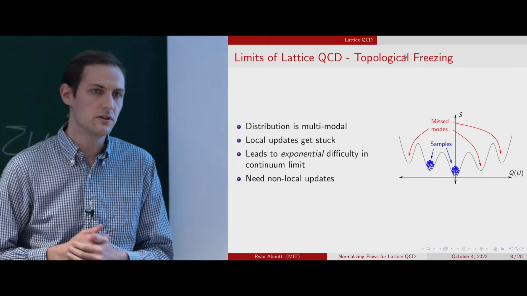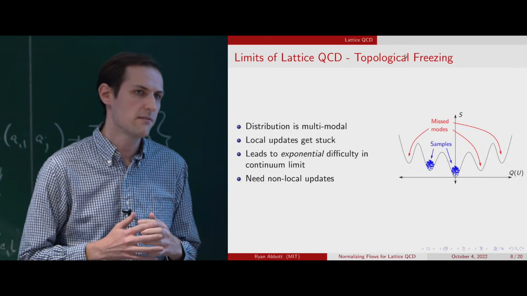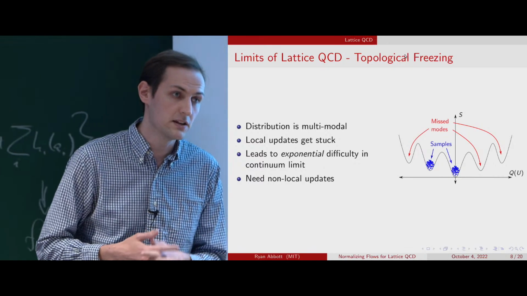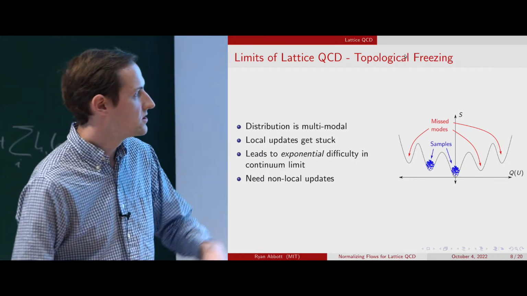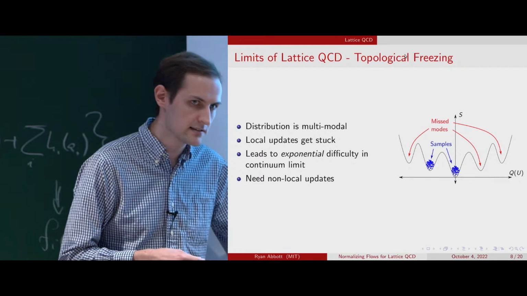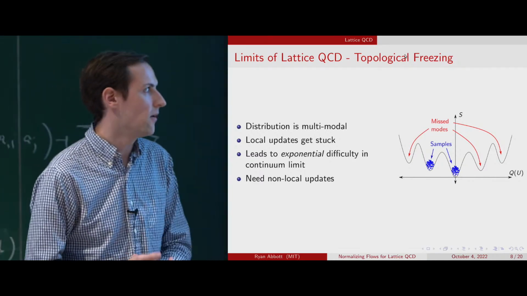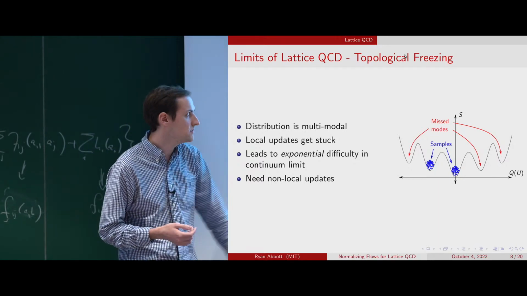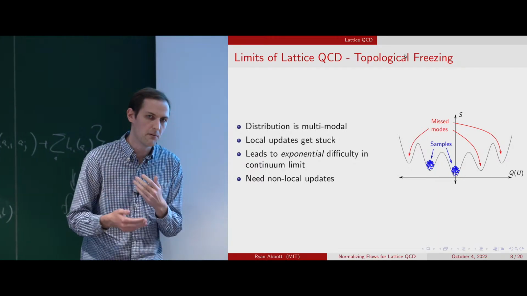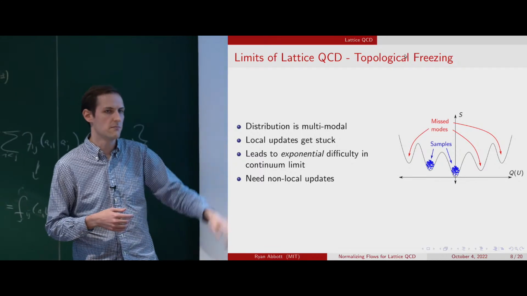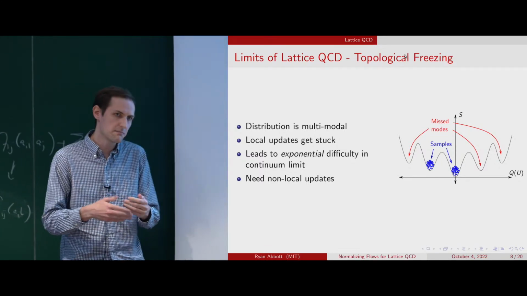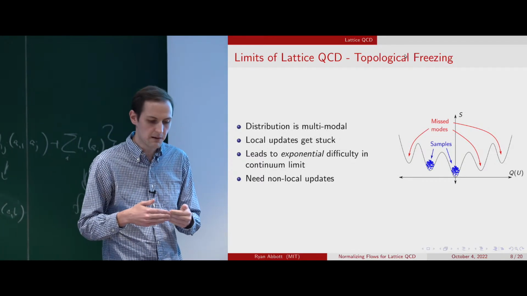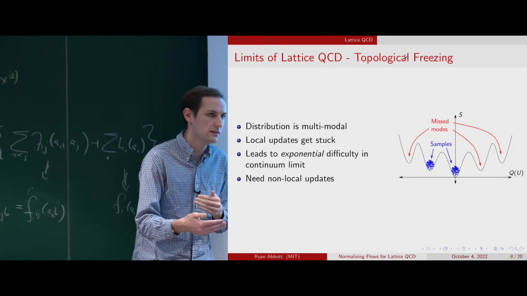Topological freezing is a consequence of the fact that the distribution of QCD, like many distributions, is multimodal. You can think that projected along some axis, the action or energy of our distribution looks something like this. You have a whole bunch of different separate modes, and if you want your sampler to work correctly, you should be sampling all of these different modes with some frequency. But in practice, because of local updates, you very rarely jump between these modes.